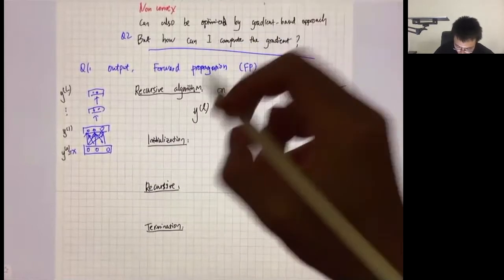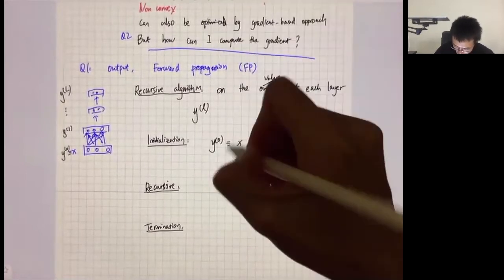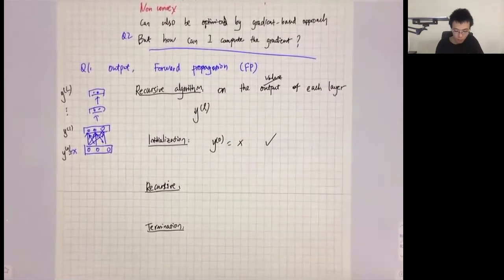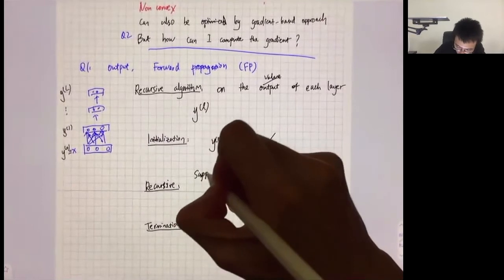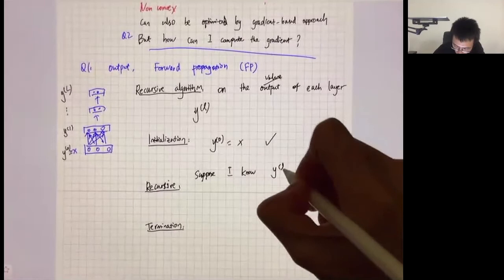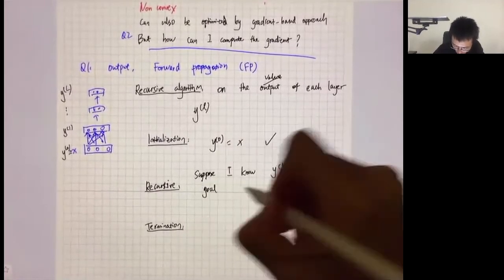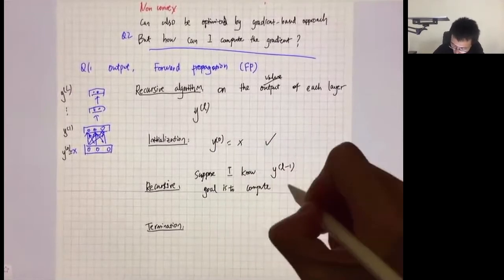So the initialization is Y0 is X. It's just the definition of the input layer. Good. The recursive step says, suppose I know YL minus 1. The goal is to compute YL.